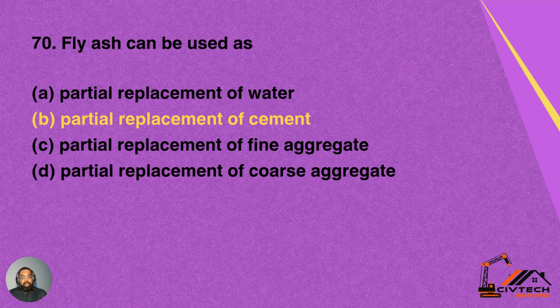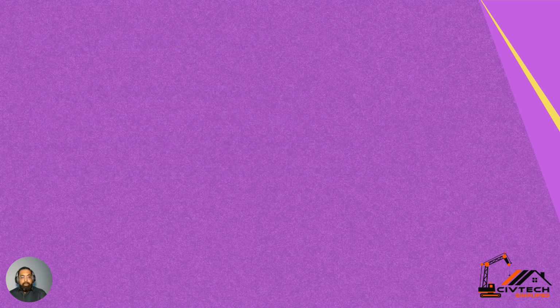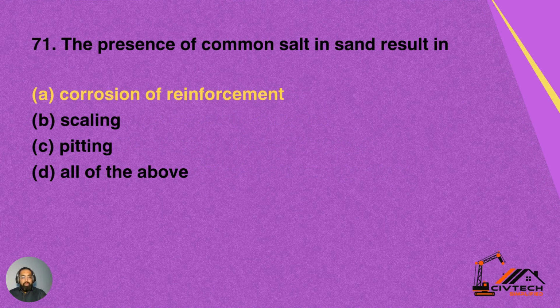70. Fly ash can be used as option A partial replacement of water, B partial replacement of cement, C partial replacement of fine aggregate, D partial replacement of coarse aggregate. So the fly ash is the partial replacement of binder or cement. Option B is the correct answer, partial replacement of cement.